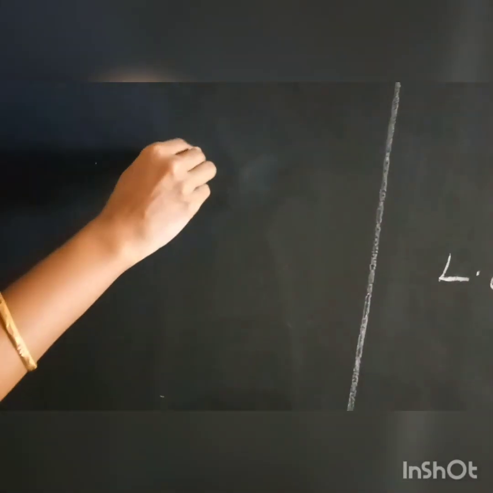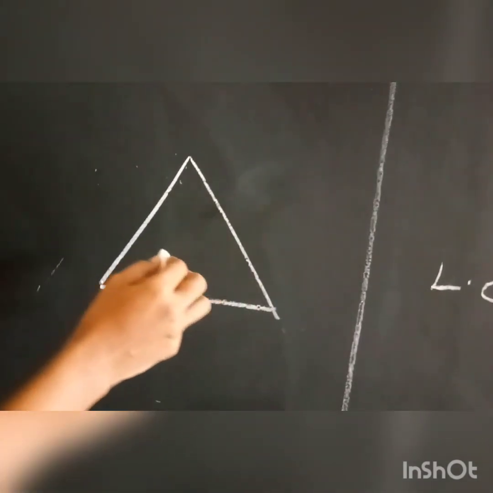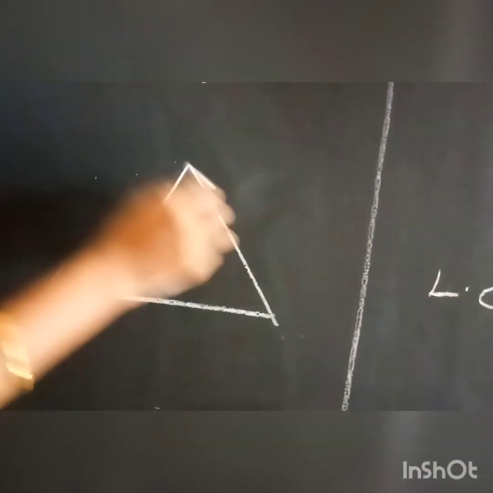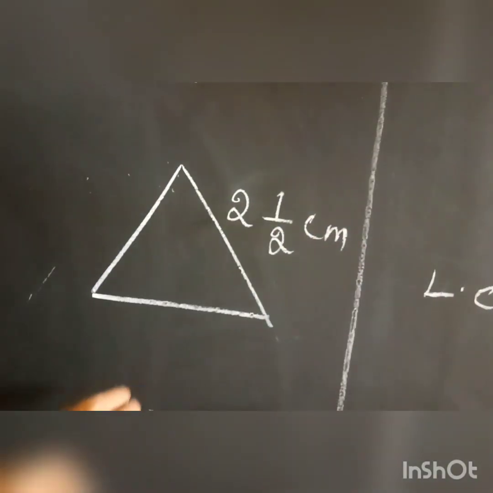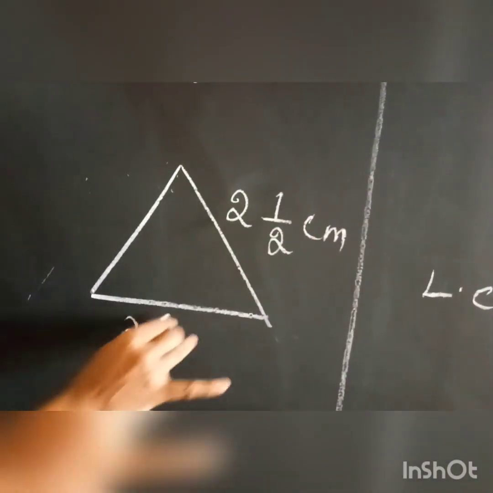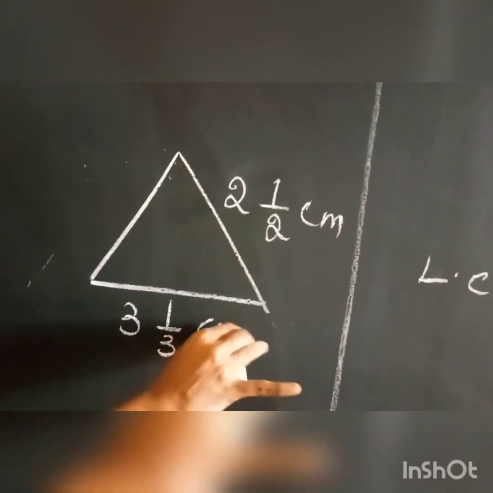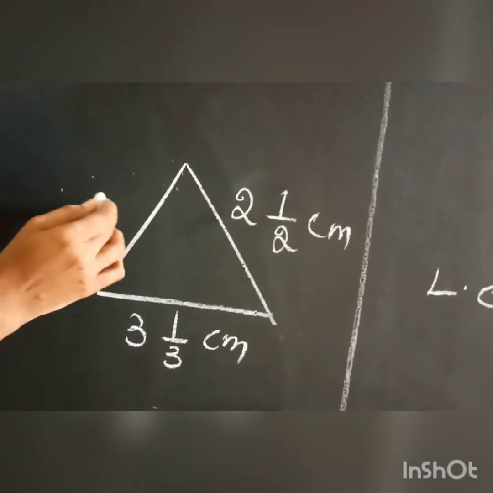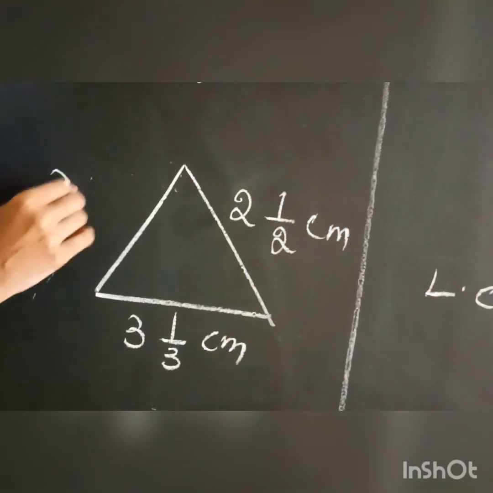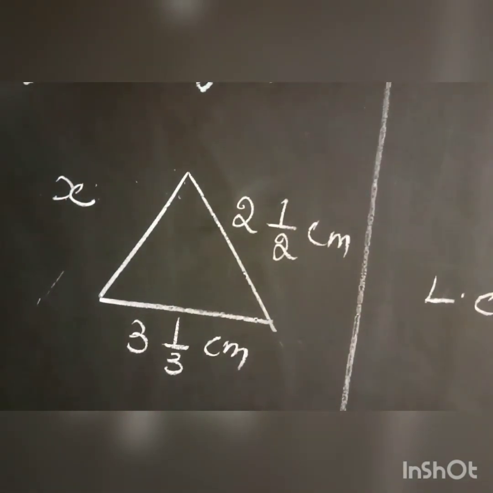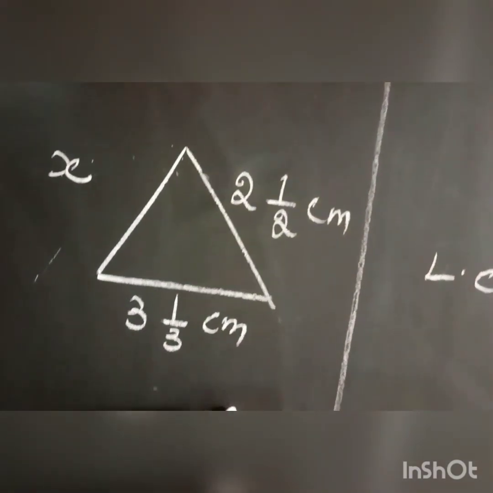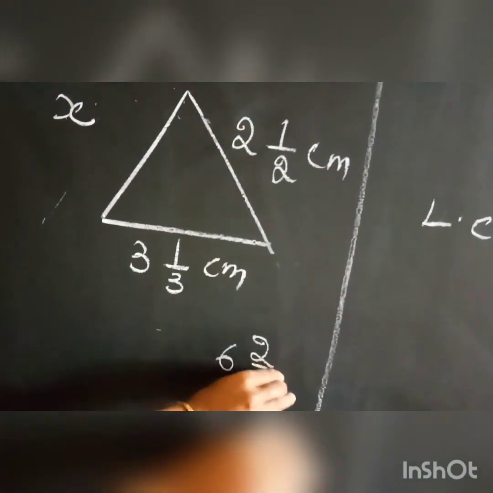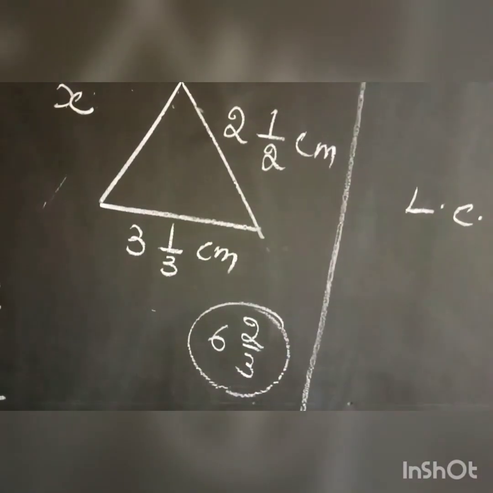Now draw the triangle, and the sides are: first side is 2 1/2 centimeter and the other side is 3 1/3 centimeter. We have to find the third side. The third side, the unknown value, we take as x. Okay? The sum of the three sides gives the answer 6 2/3. That is your perimeter. Okay?